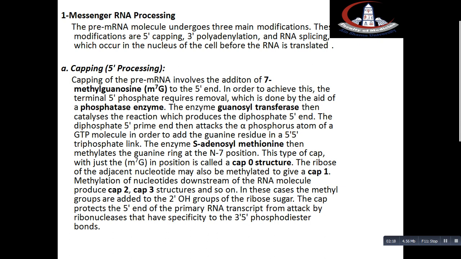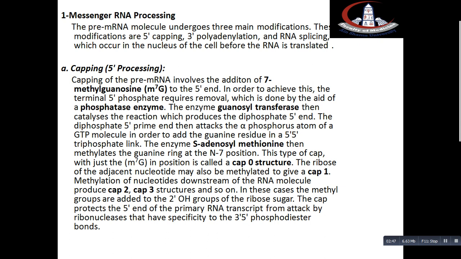In order to achieve this, the terminal 5' phosphate requires removal, which is done by the aid of the phosphatase enzyme. The enzyme guanosyl transferase then catalyzes the reaction, which produces the diphosphate 5' end. The diphosphate 5' end then attacks the alpha phosphorus atom of the GTP molecule in order to add the guanine residue in a 5'-5' triphosphate link. The enzyme S-adenosyl methionine then methylates the guanine ring at the N7 position.